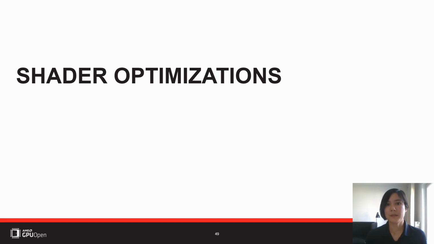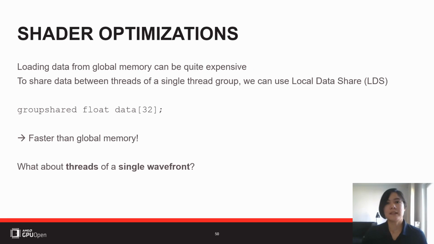The last topic about optimization is about shader optimizations. And in particular, I will talk about how to exchange data between threads. So if you look at threads in general, we can always use global memory to exchange data between them because every thread has access to this global memory. Obviously, global memory is really slow.